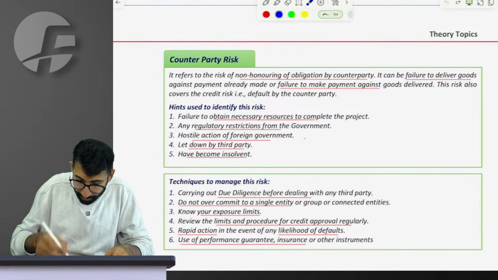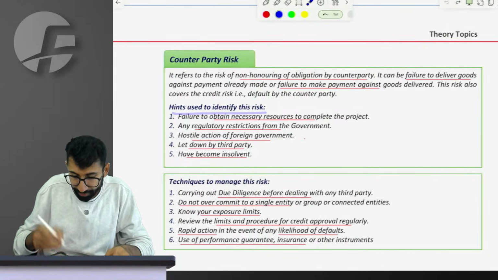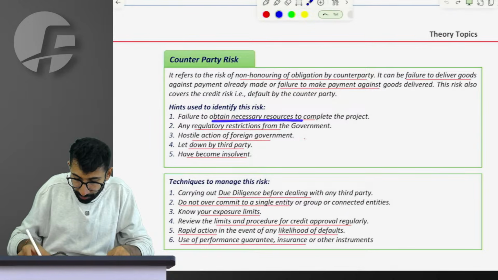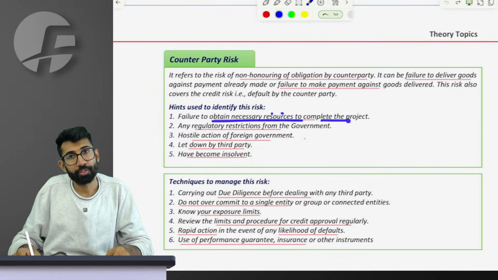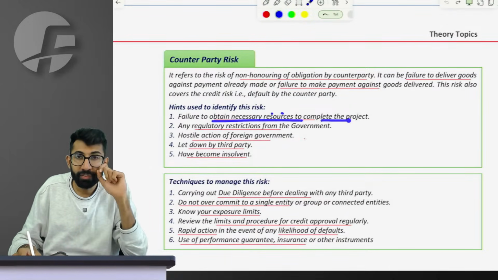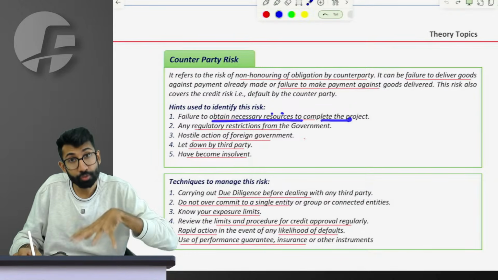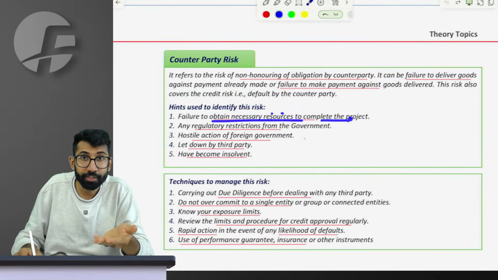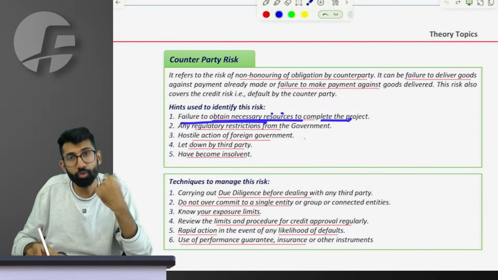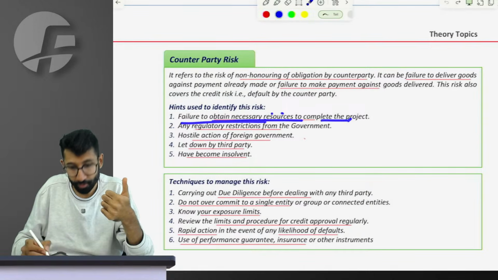Sir, how to identify it? One: failure to obtain necessary resources to complete the project. I told you that I will deliver the goods. First of all, I should have the resources to manufacture them so that I can sell them to you. So, failure to obtain the necessary resources.